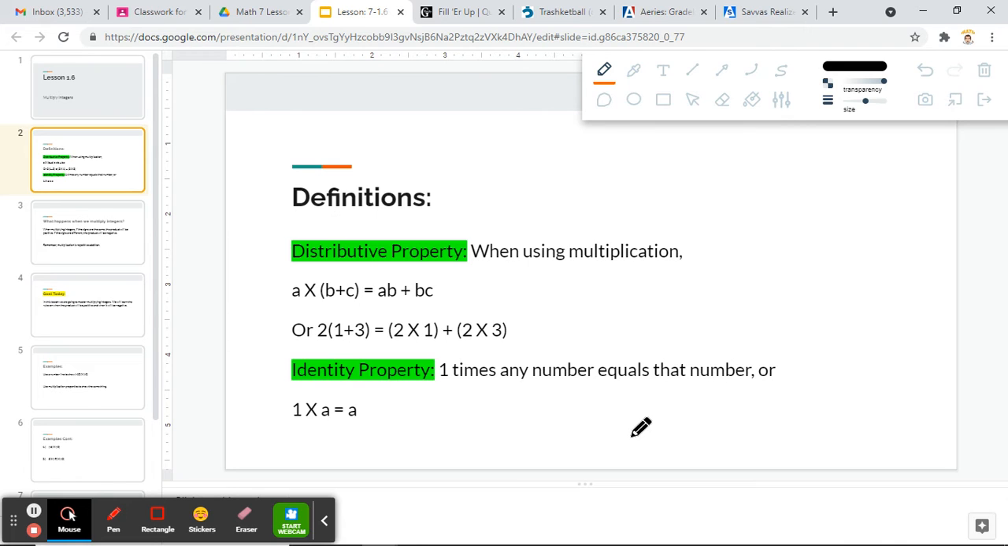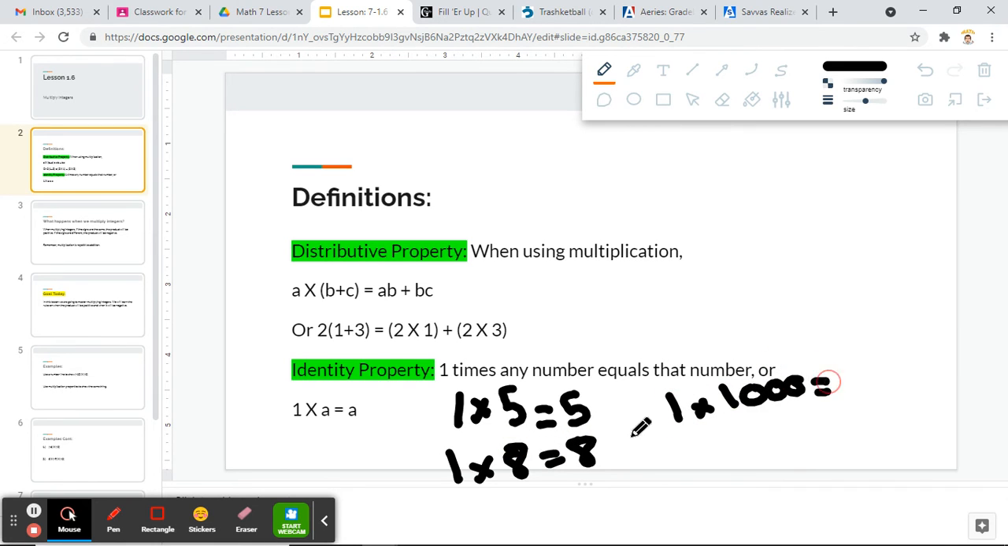All right, next property we have is the identity property. So the identity property tells us that 1 times any number equals that number, or 1 times A equals A. Think about it, right? 1 times 5 equals 5. 1 times 8 equals 8. 1 times 1,000, it's still going to equal 1,000, right? So whatever number we have, 1 times that will equal that number.